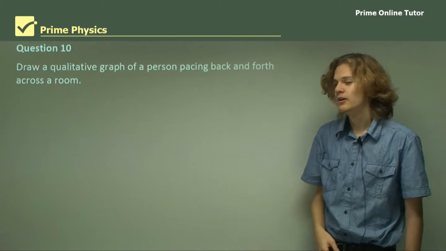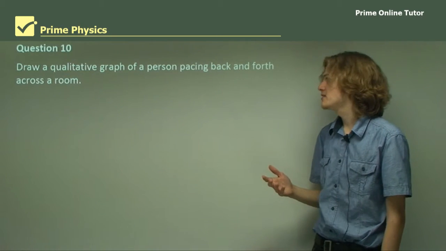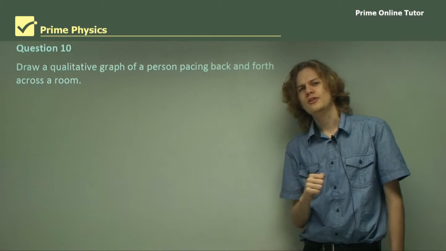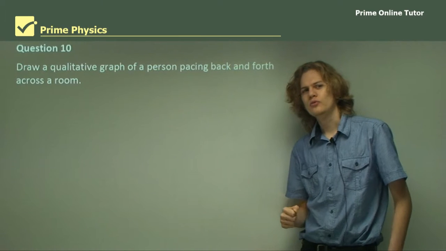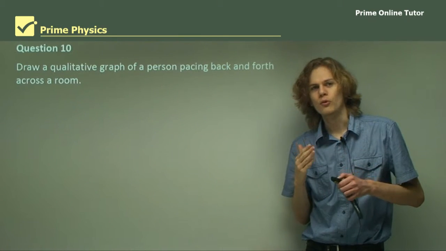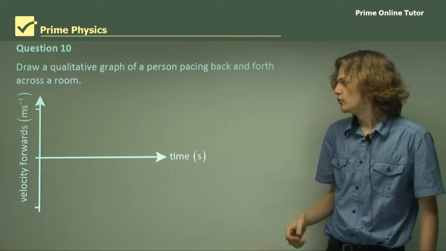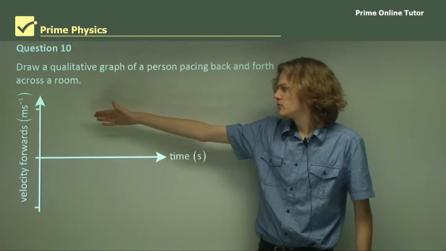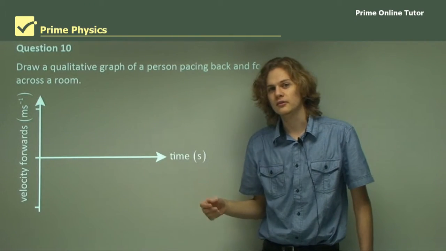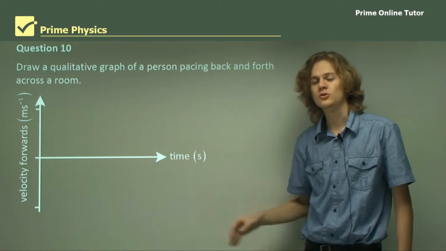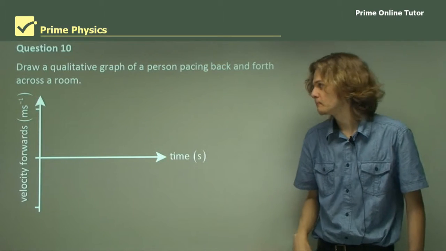Question 10. Draw a qualitative graph of a person pacing back and forth across a room. Well, let's start off with the axes, shall we? We'll say that we're moving forward and back across the room, rather than left or right or up or down, because that's easier to think about. So, on our y-axis, we have our velocity forward in meters per second. Of course, as always, our x-axis is the time, because time is always the independent variable.